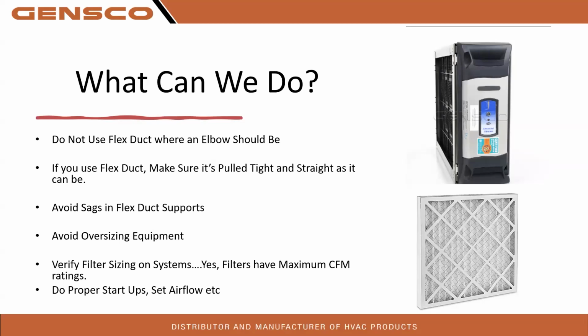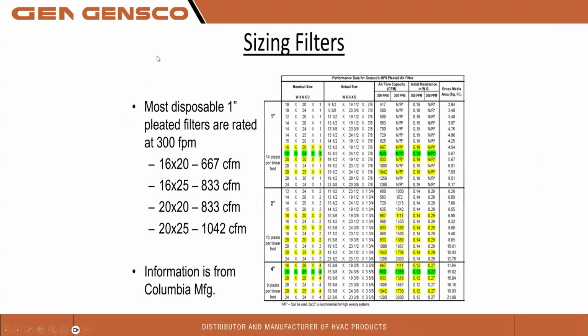Verify that the filter sizes on the systems are proper. And yeah, filters do have a maximum CFM rating. And if you don't know, you're not looking hard enough. The air information is out there. And obviously do proper startups. So it's just a chart for some of our MERV 8 filters. 16 by 20. Look at it. Look what it's able to be rated at, 300 feet per minute. That's our velocity. 16 by 25s, 20 by 20, 20 by 25s. They do have a limitation, right?